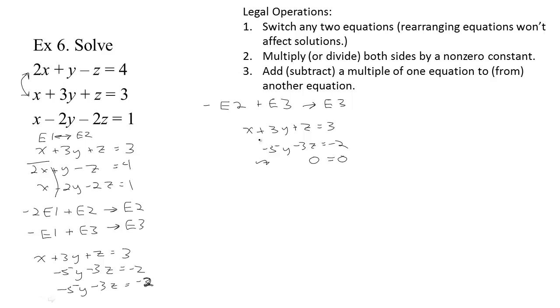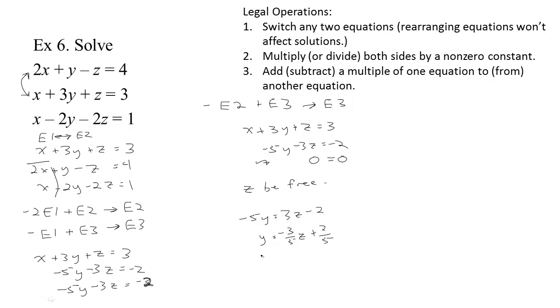So since x is the head of the first equation and y is at the far left of the second equation, we'd say x and y are pivot variables, but z is not in a pivot column, and so z is a free variable. So let's let z be free. And if we do that, then we can solve for y. Negative 5y will be 3z minus 2, so y will be negative 3/5 z plus 2/5.